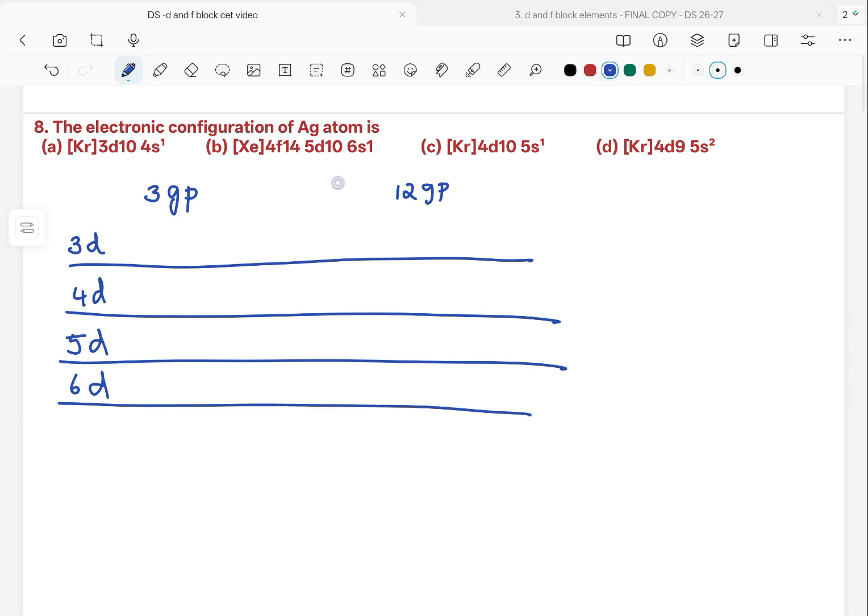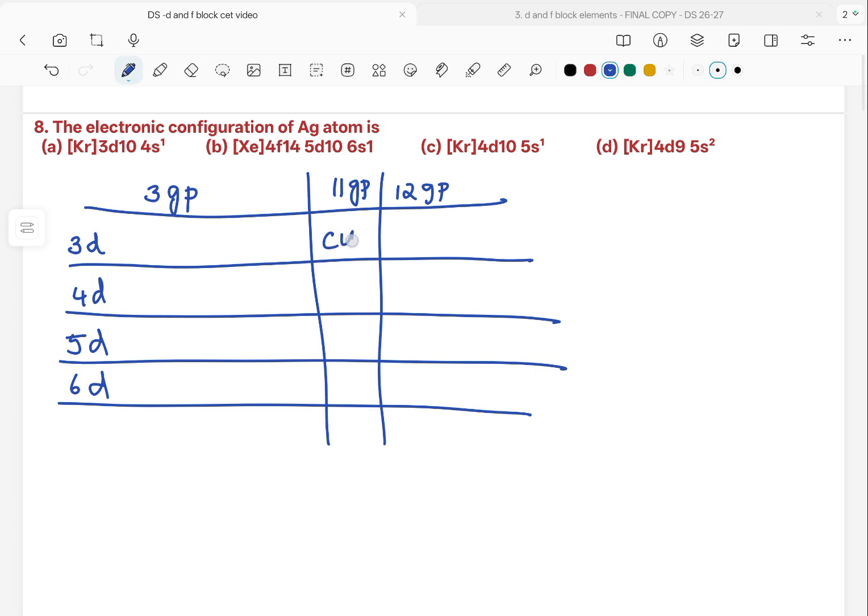Silver is seen in 11th group in the periodic table. It falls below copper, silver and gold.